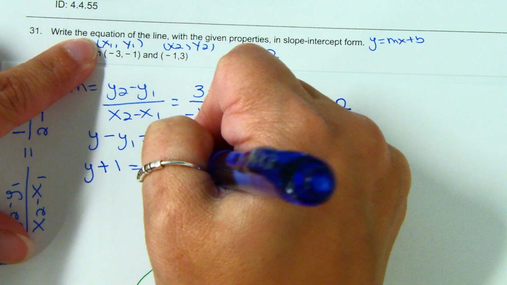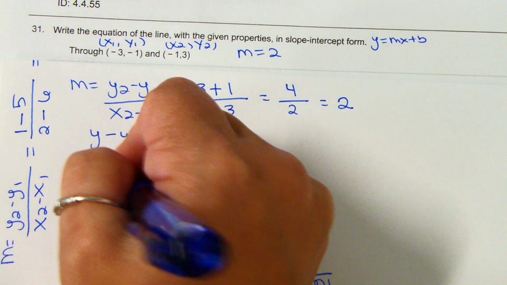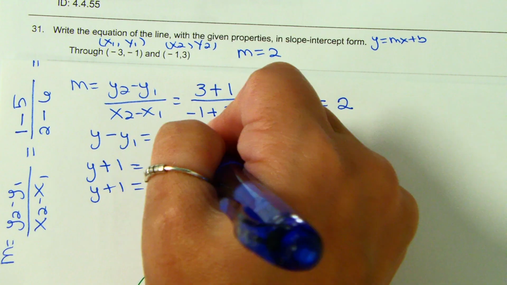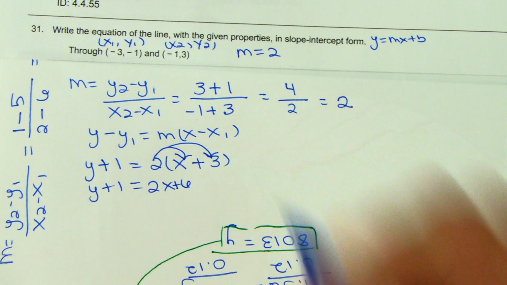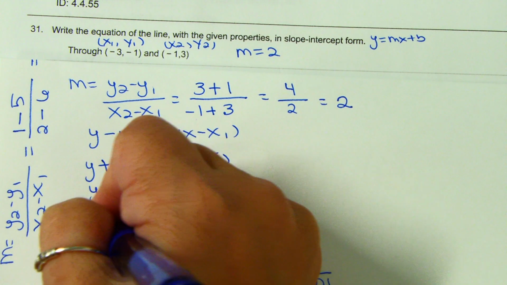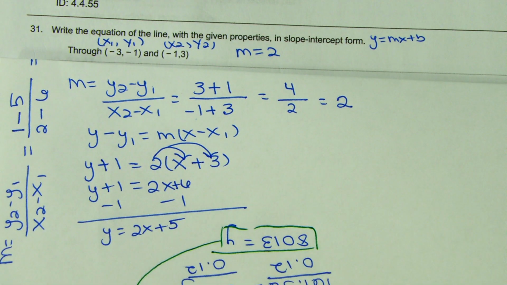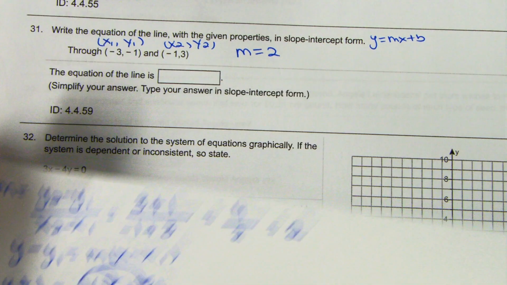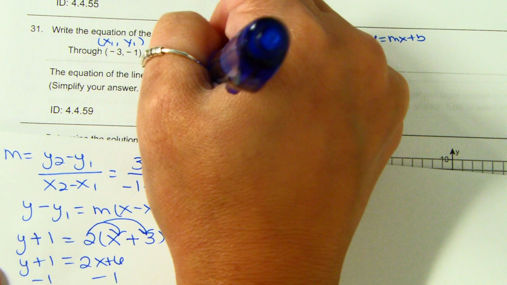We have y plus 1 equals, we distribute the 2 to the x, giving me 2x, distribute the 2 to the 3, giving you a plus 6. To get y by itself, you minus 1, and you get y equals 2x plus 5. We love that. I can actually write that one in my box, where y equals 2x plus 5. And again, it says simplify your answer, or type your answer in slope-intercept form. They're telling you exactly the format that they want you to use. So make sure you use it.